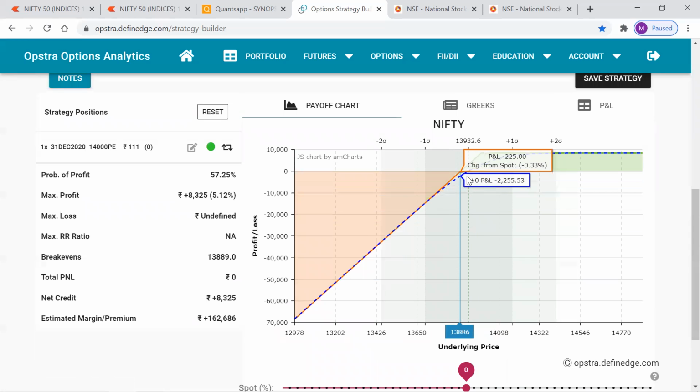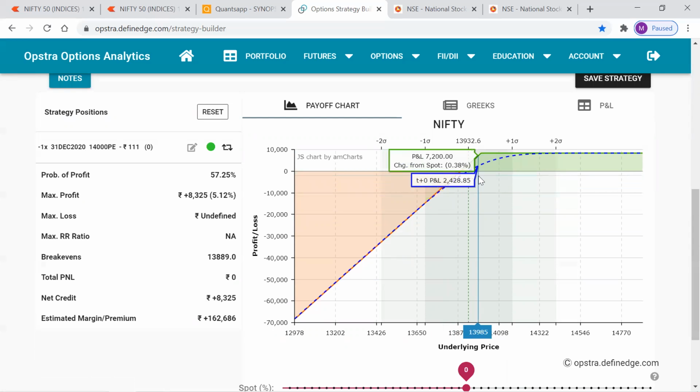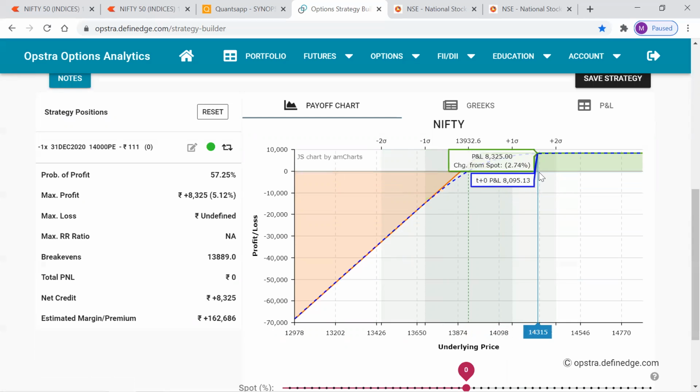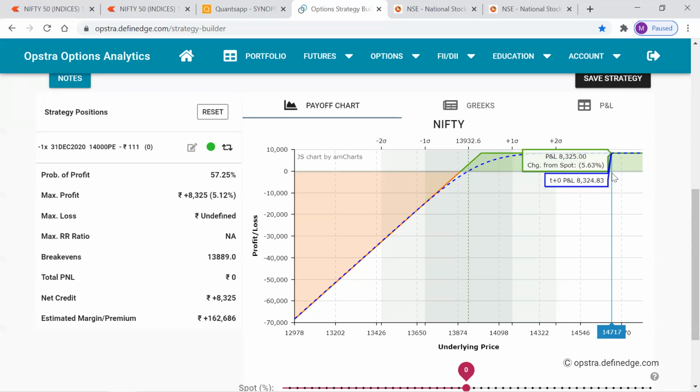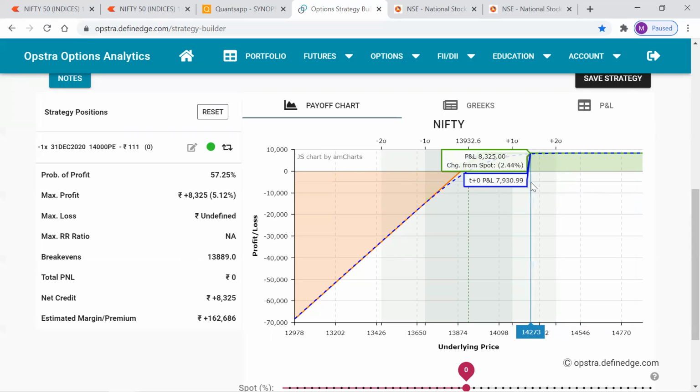Now look here. If the market crosses 14,000, look at your profit. It's only 8,325, even if it goes to 14,300 or 14,500 or 14,700 or 15K, 20K, 30K or 80K. We cannot estimate the upper limit, right? Even if the market goes up till 80K, you won't get profit more than 8,325 rupees if you're selling puts.